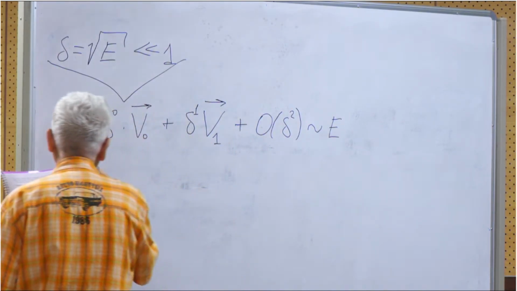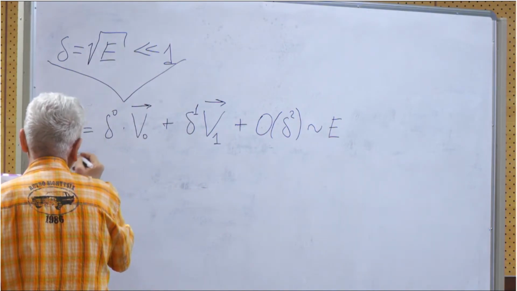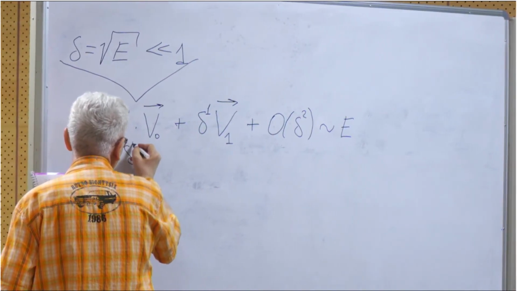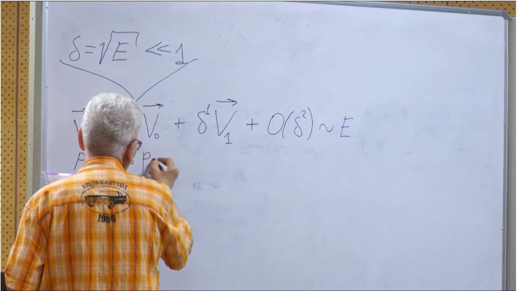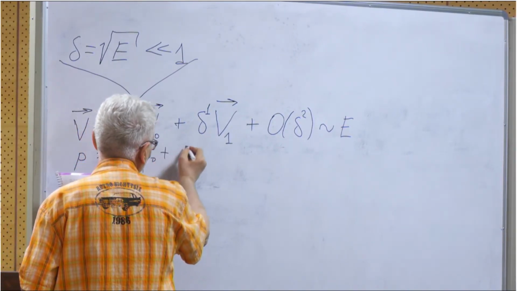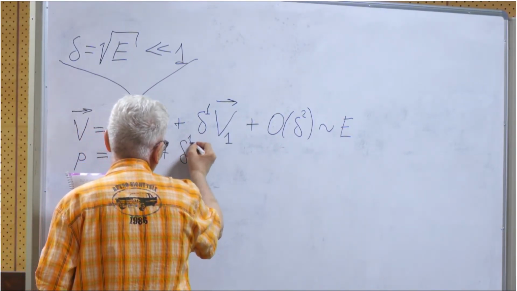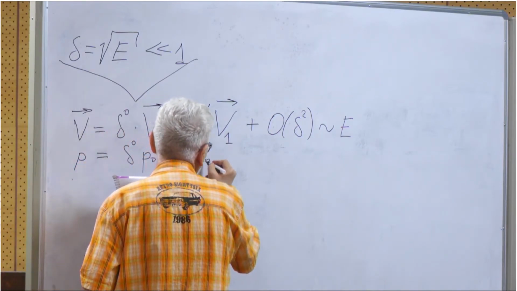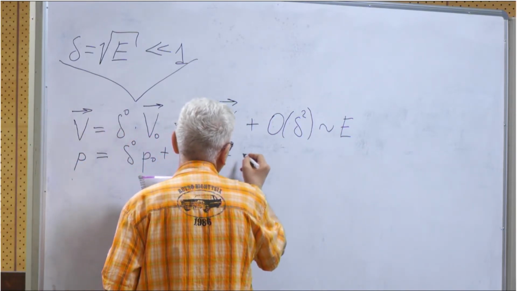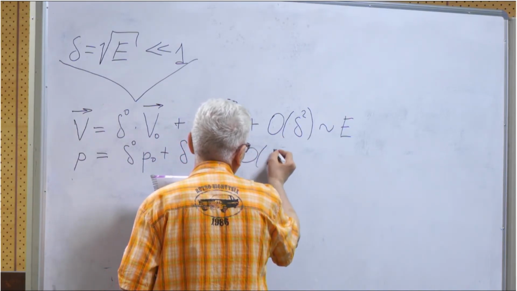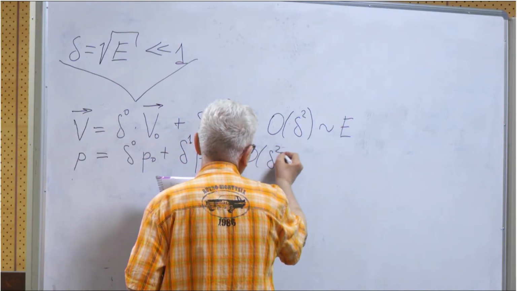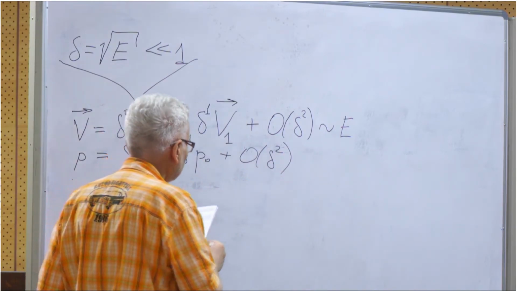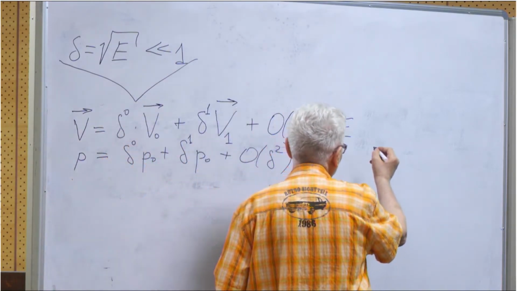And the similar expansion is in pressure, of course. Again, we put the zero order pressure here, then the first order approximation here, and plus some value which is of order delta squared. So this constitutes formula 3.5.